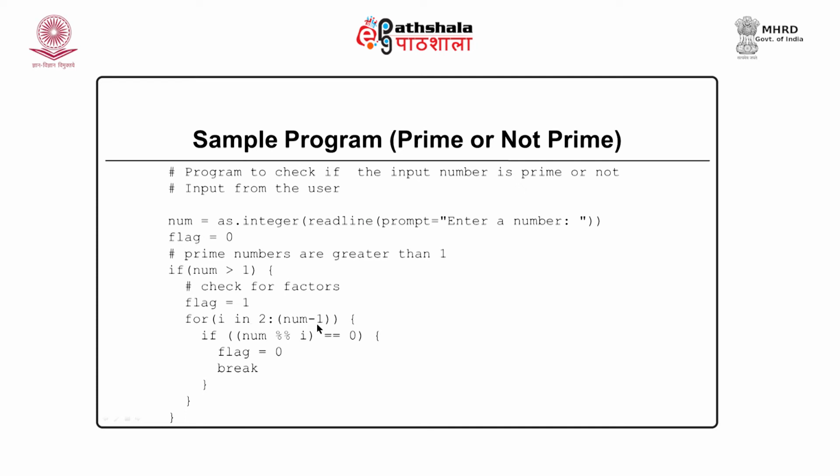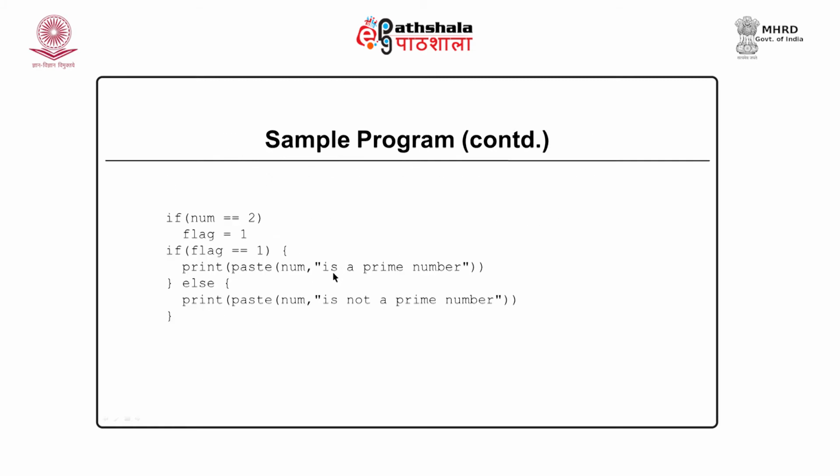My for loop will iterate starting from 2, it will take values 2, 3, 4 and so on up to the num that we have entered minus 1, and this is the logic to check whether a number is prime or not. If the number is divisible by i, then we simply set flag to 0 and break. The flag will indicate whether a number is prime or not prime.